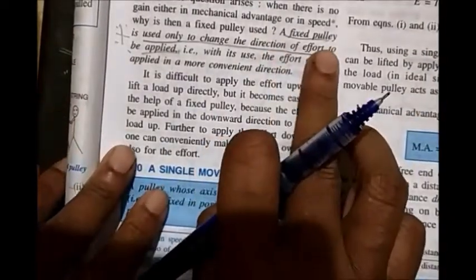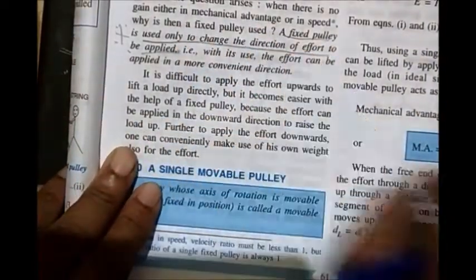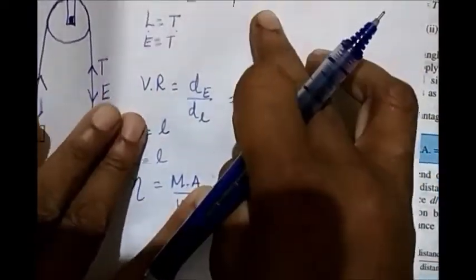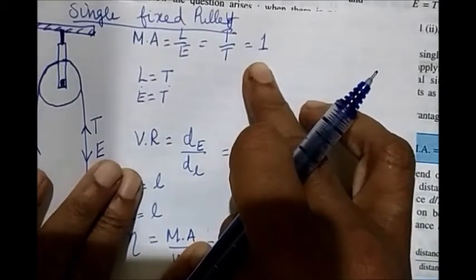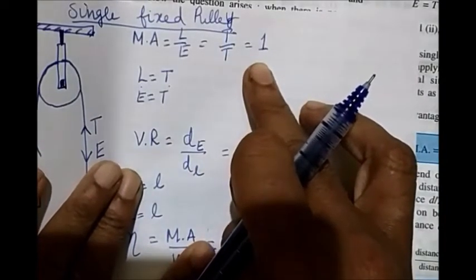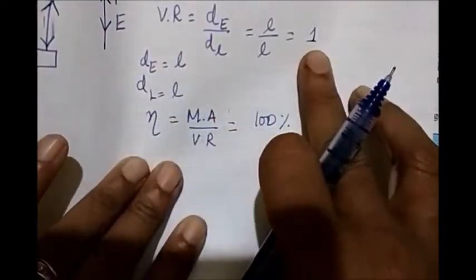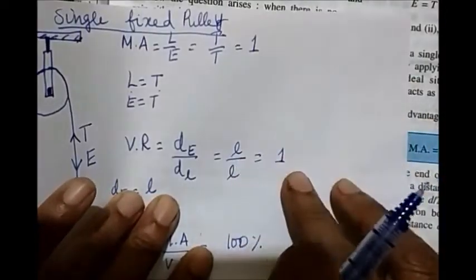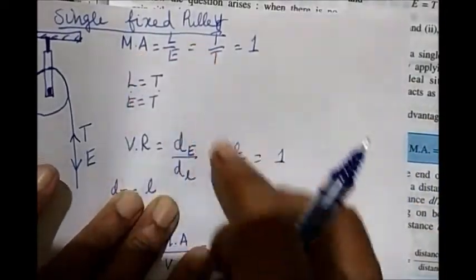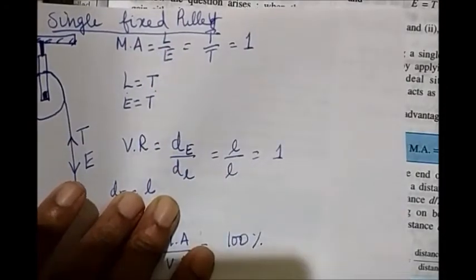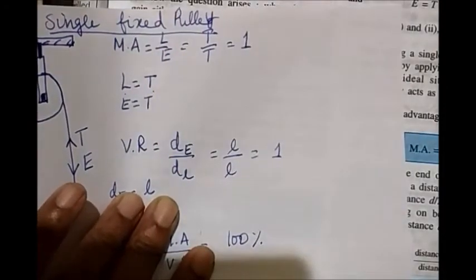Now the next question arises. There is neither gain in speed nor gain in force. You know that usually a machine is used either for gain in speed or gain in force. If it is gain in force, MA should be more than 1. If it is gain in speed, VR should be more than 1. In this case, both are equal to 1. That means there is no gain in speed, no gain in force. Then why do we use it? Why do we call it a machine at all?